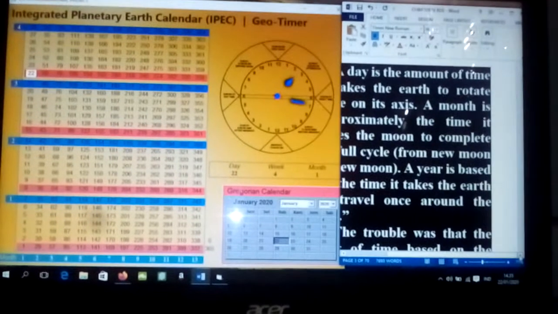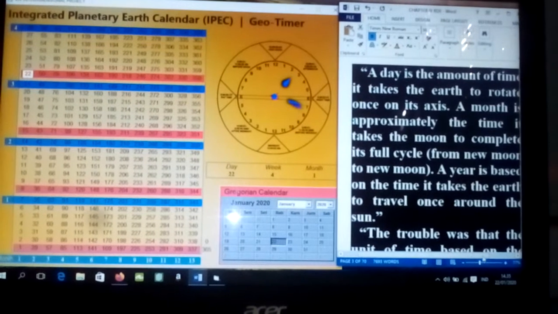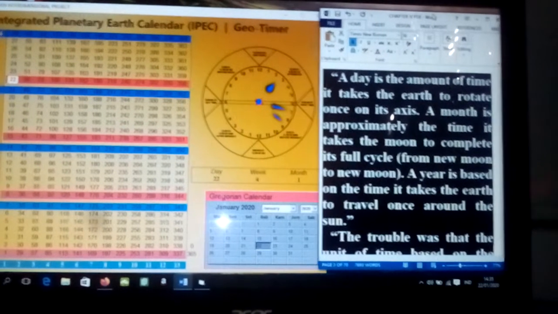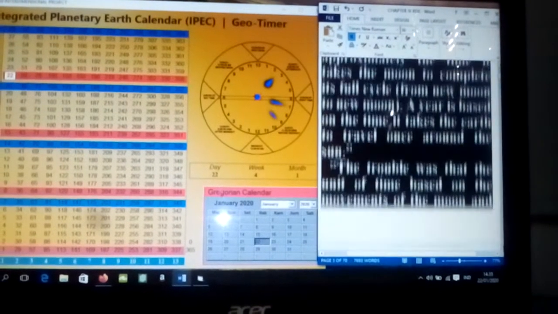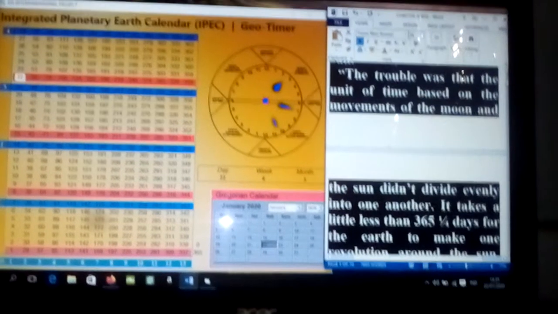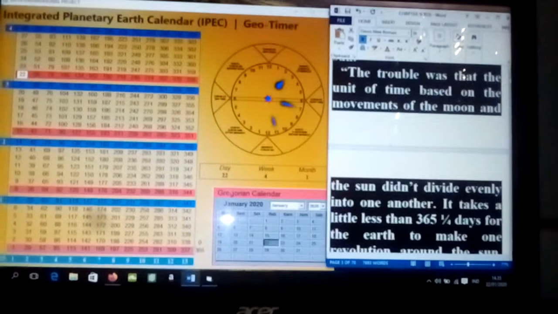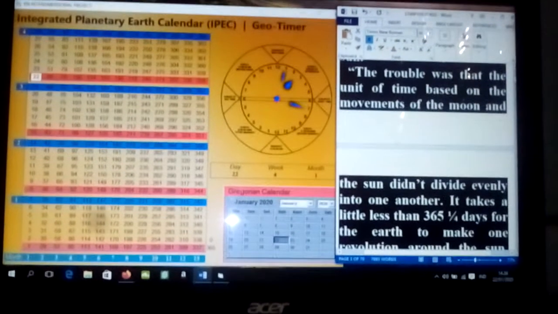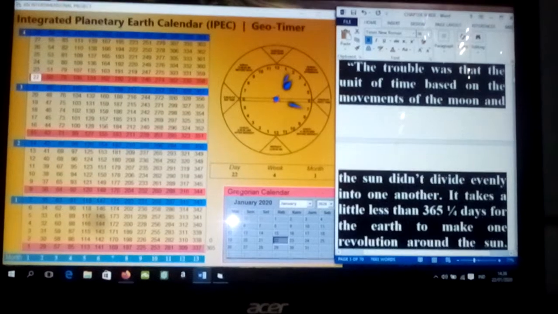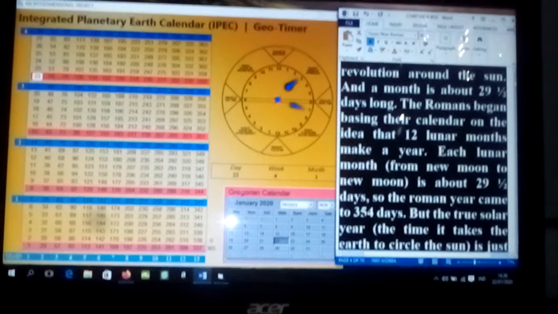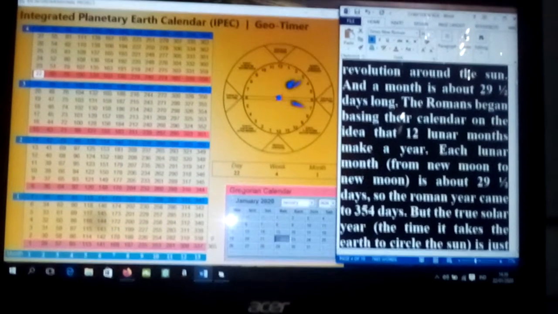The trouble was that the units of time based on the movements of the Moon and the Sun didn't divide evenly into one another. It takes a little less than 365 1/4 days for the Earth to make one revolution around the Sun. And a month is about 29 1/2 days long.